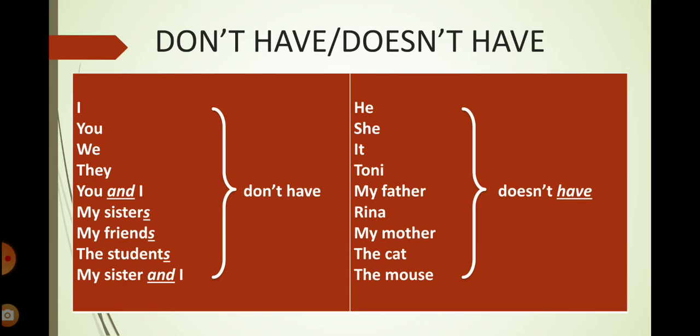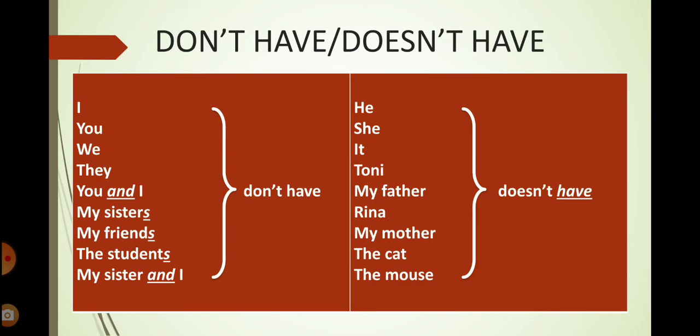Just remember that those subjects use has for the positive one, and then to make negative, has becomes have, and then you have to add the word doesn't. Okay, he has for positive one. For the negative one, we have to make it he doesn't have. Okay, she has becomes she doesn't have. Okay, he has a cat, but she doesn't have a cat. Get it? It doesn't have.